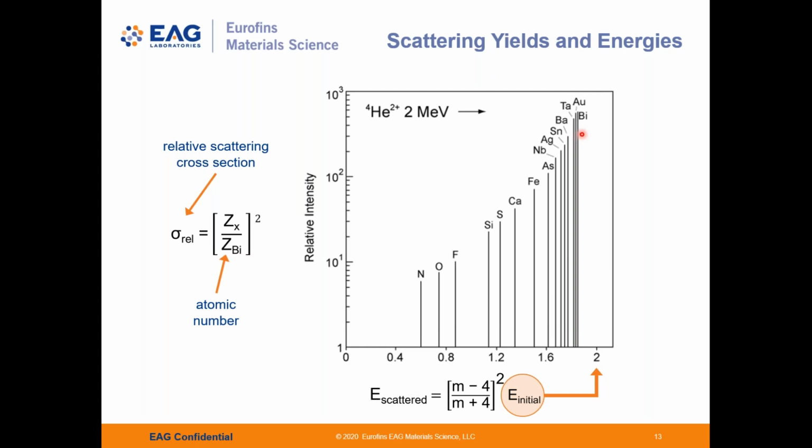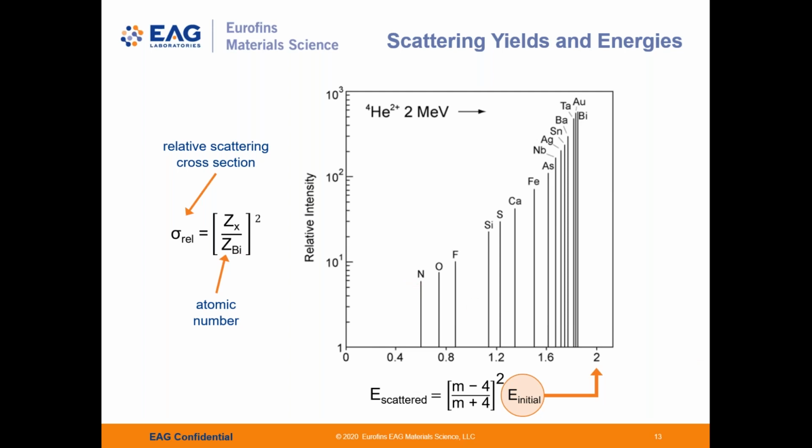Now, the more massive the target atom, the greater the backscattered energy. We can follow this trend down to nitrogen. Also, the more massive the target atom, the greater the yield. This is due to the fact that, in general, higher Z nuclei are also larger in size and therefore present a larger cross-sectional area to hit. We can follow this trend down to nitrogen.